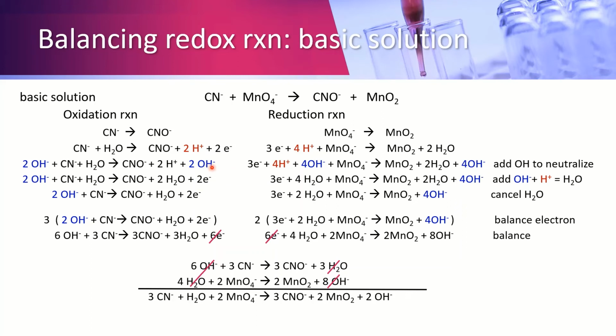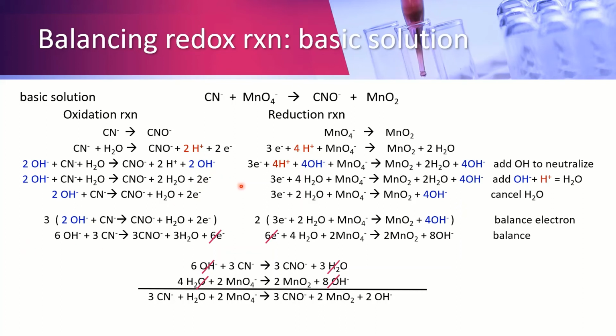Now, OH plus H positive is equal to water. So, in adding 2 OH at the right, you produce 2 moles of water. Cancel out. So, this is 1, this is 2, you only have 1. So, this is the balanced oxidation reaction.